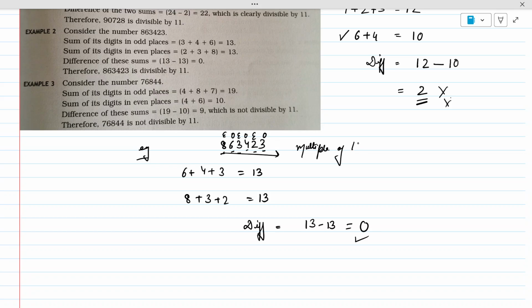Okay. I hope this is clear, kids. Please revise these rules. Try to do these examples at home. And if you face any issues in them, please email me. These things should be very, very clear to you. We are going to use them in the next chapters also.